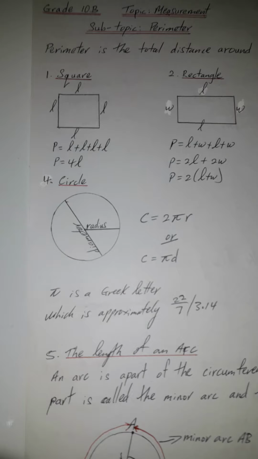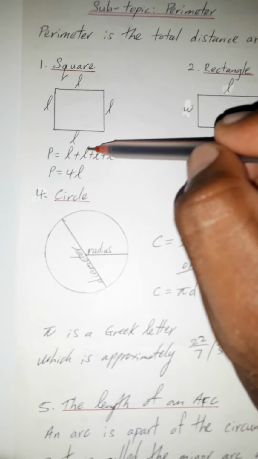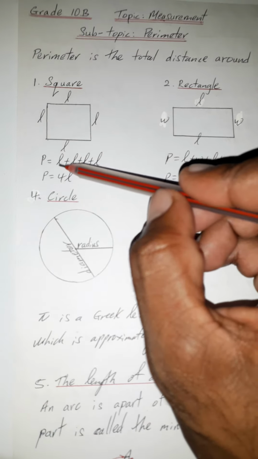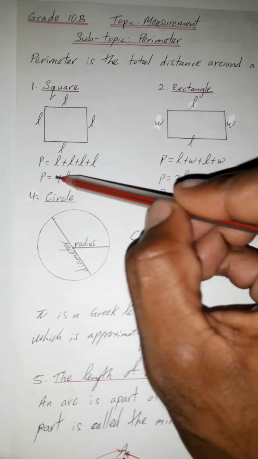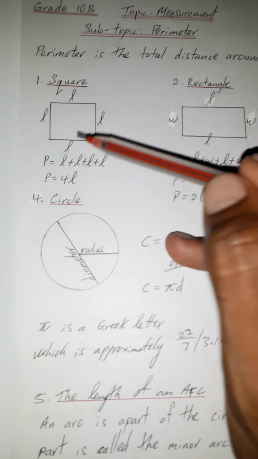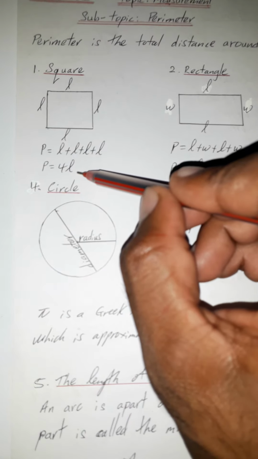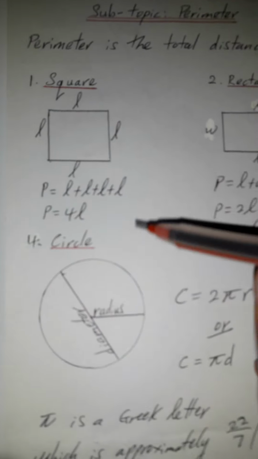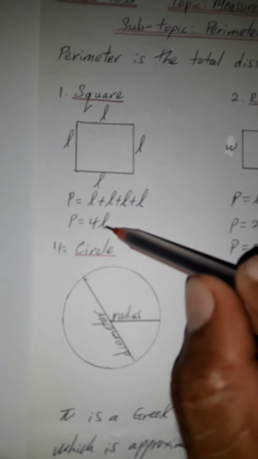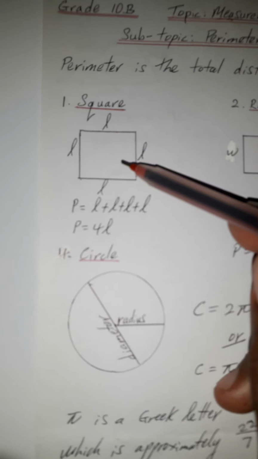To come up with a formula for the perimeter of a square, all we need to do is add L plus L plus L plus L. If we add all the L's, we get L plus L is 2L, 3L, 4L. So the formula can be written as P equals 4L. P represents the perimeter, and 4L means 4 times L. So 4 multiplied by the length, whatever the length is, you put that in and multiply, and that's how you get the perimeter of a square.